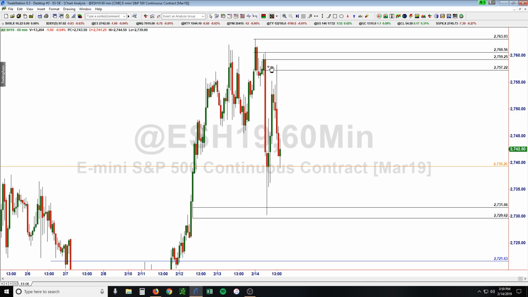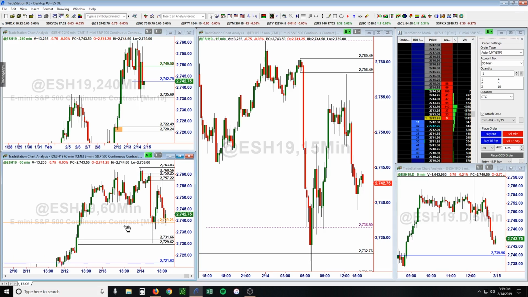Lots of people were getting long up here. Once price came back up here, they got out, and you can see sellers came back in and took the market down. So those are a couple of trade opportunities we were looking at today.